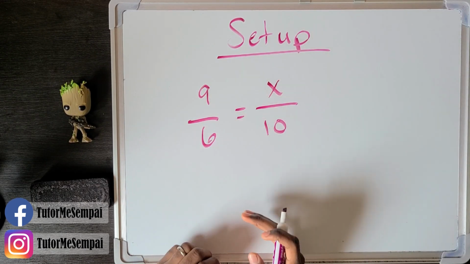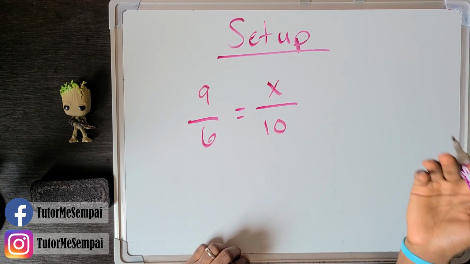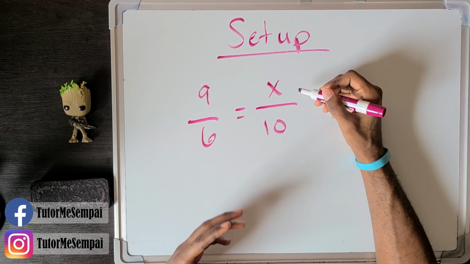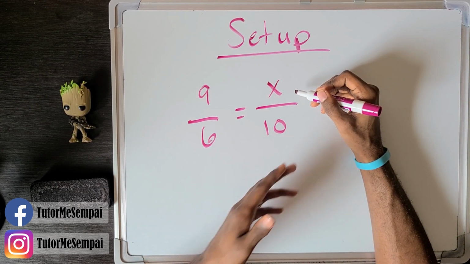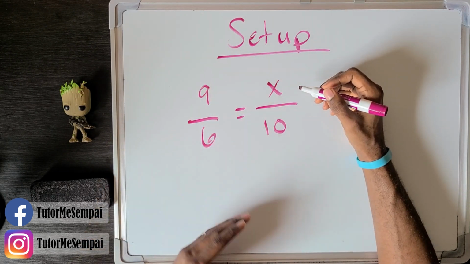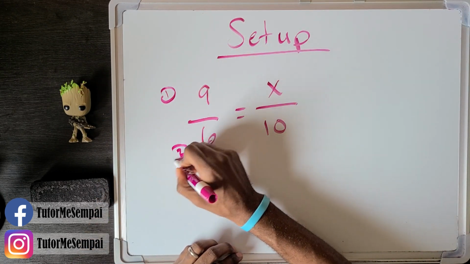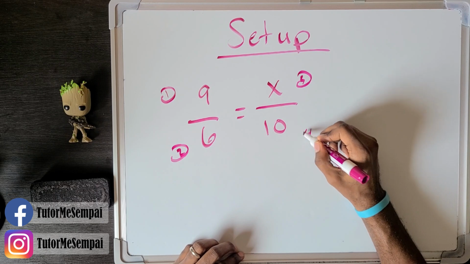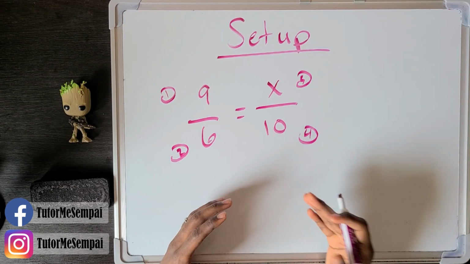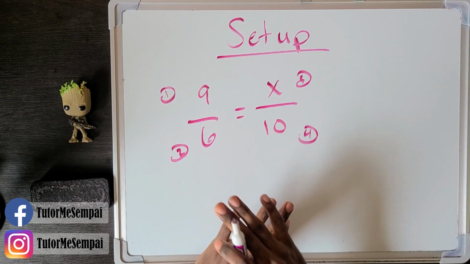So you have your first ratio and your second ratio, and you notice that your second ratio has some sort of letter in it. Now, this letter can be anywhere. It's 4 different spots. 1, 2, 3, 4 spots it can show up. For this one, it's in our third spot, but it can be anywhere.